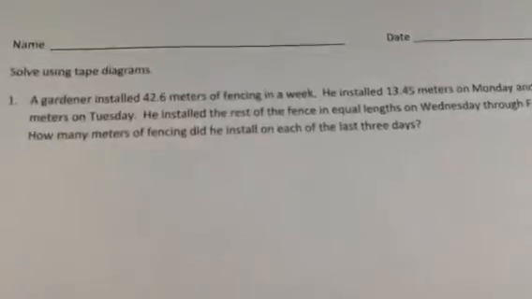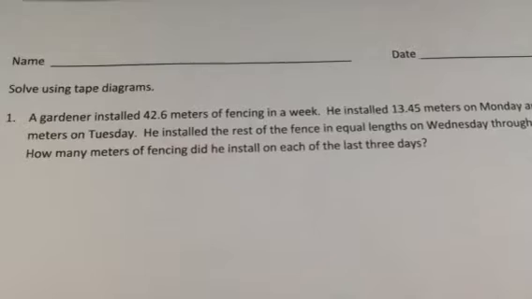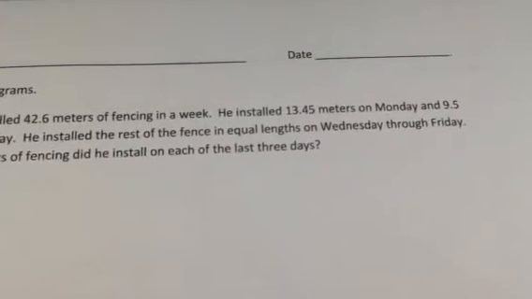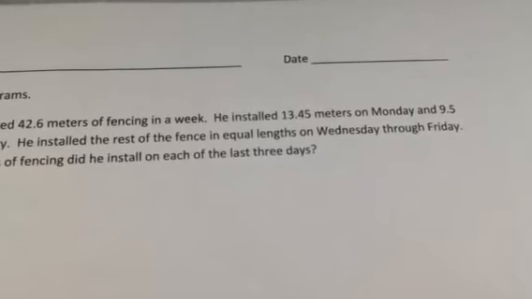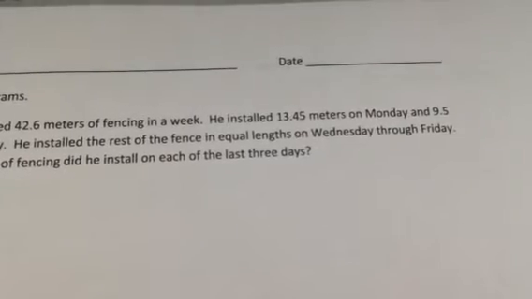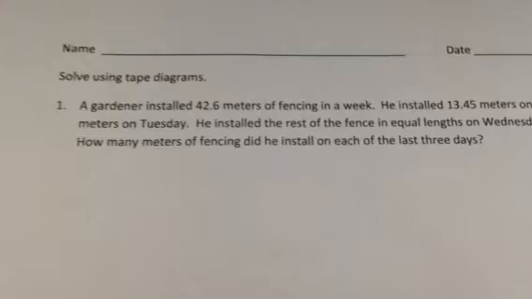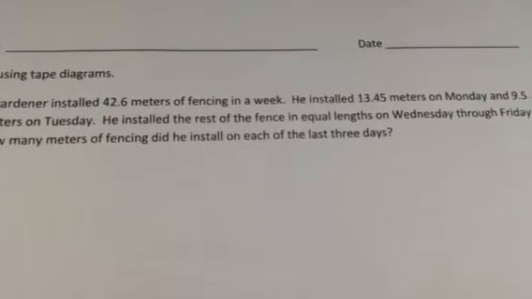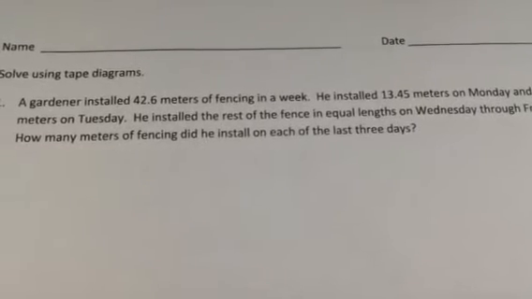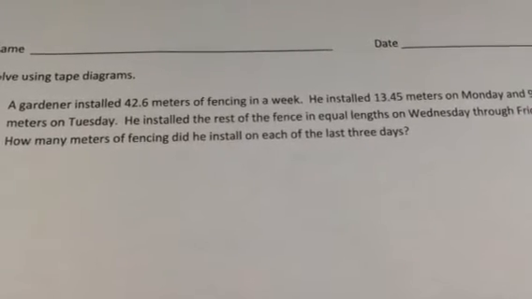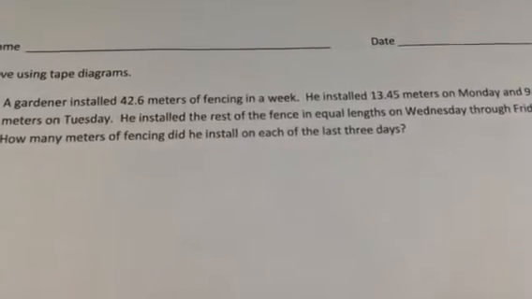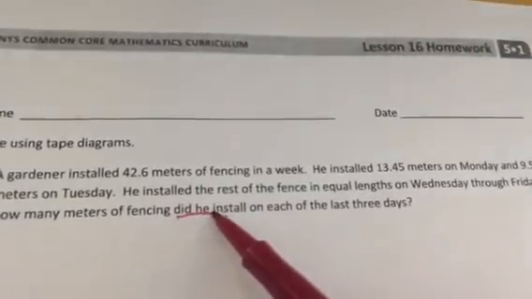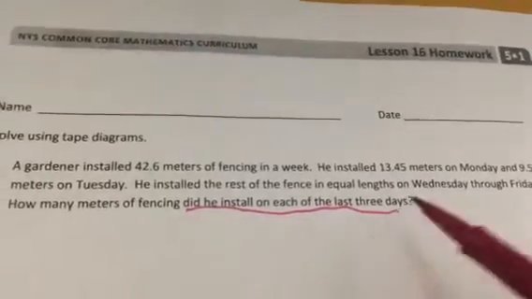It says, a gardener installed 42 6/10 meters of fencing in a week. He installed 13 45/100 meters on Monday and 9 5/10 meters on Tuesday. He installed the rest of the fence in equal lengths on Wednesday through Friday. How many meters of fencing did he install on each of the last 3 days? Remember here that it's asking you, each of the last 3 days.